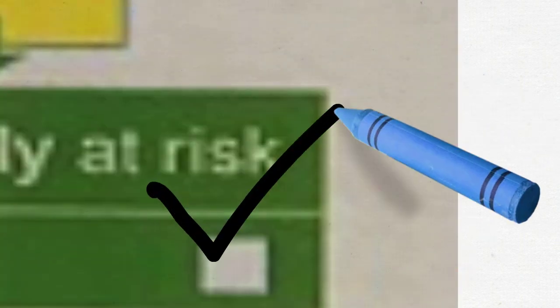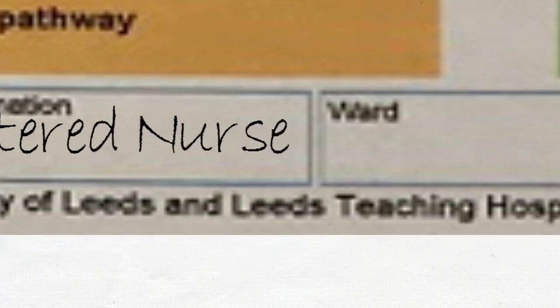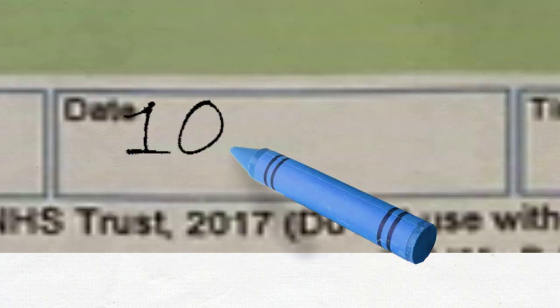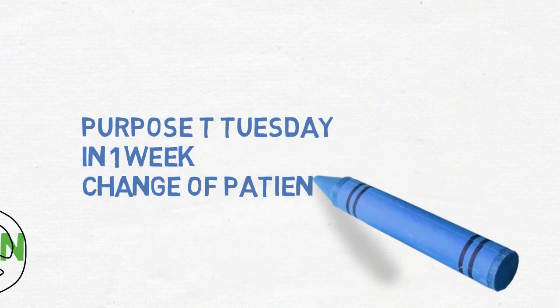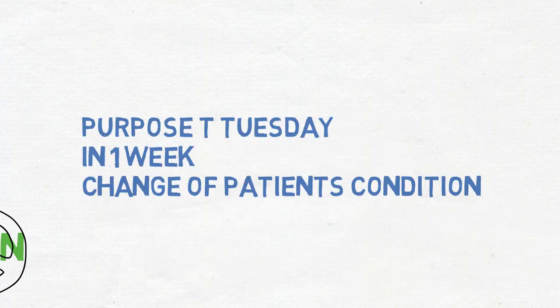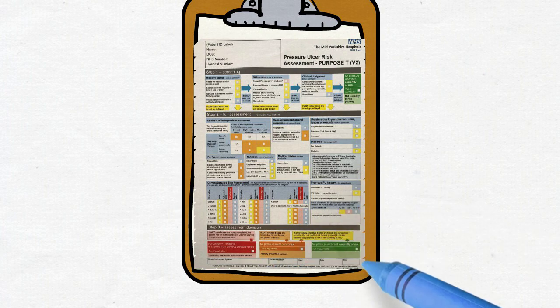Tick the green box again at the bottom of the form. Print, sign, add designation, along with ward area, date and time. There is no need to commence a skin pathway at this point, but reassessment of the patient is required in 1 week or Purpose T Tuesday, whichever is sooner, or if the patient's condition alters in the following categories: mobility status, skin status, or clinical judgment.